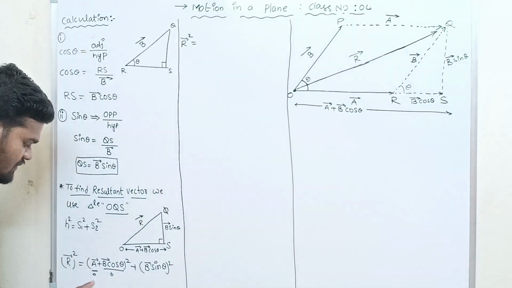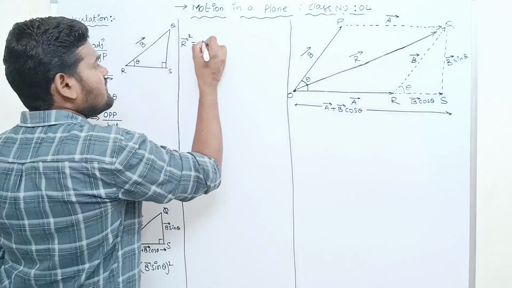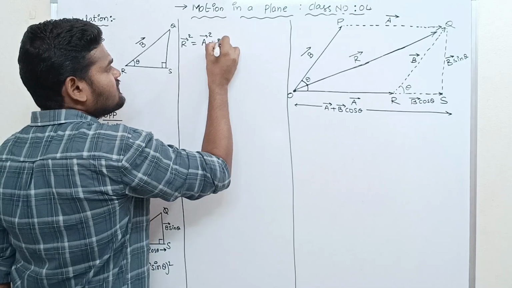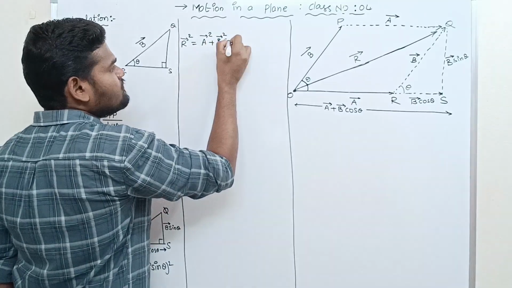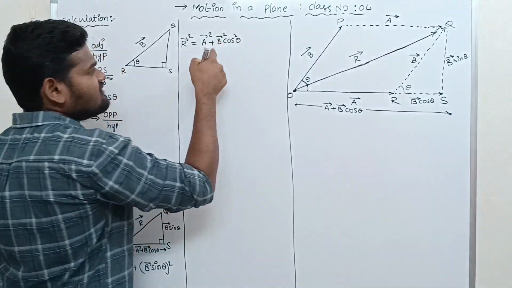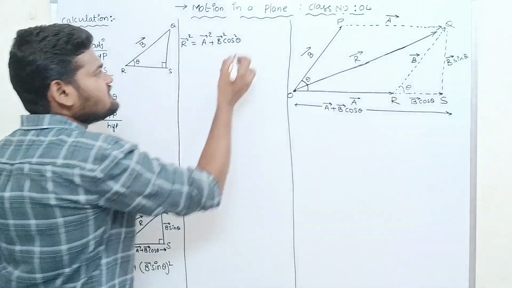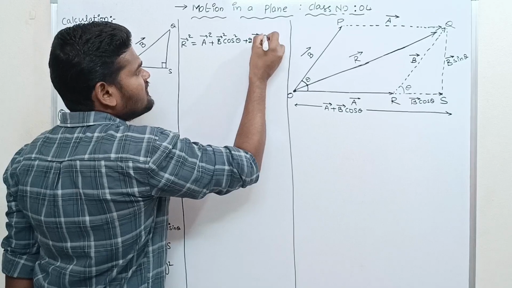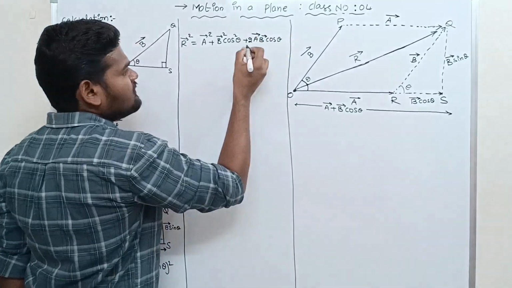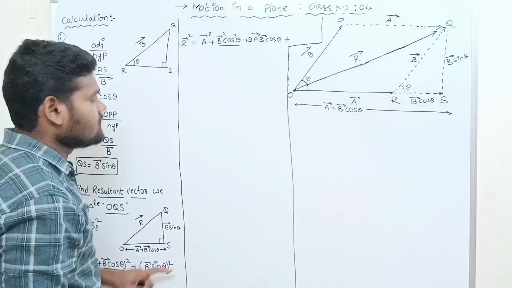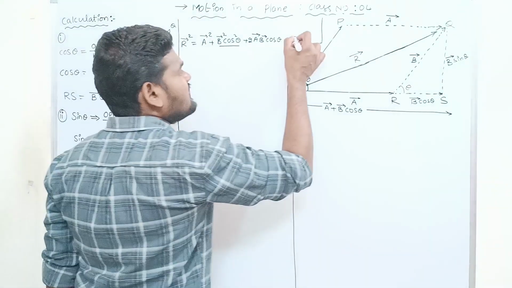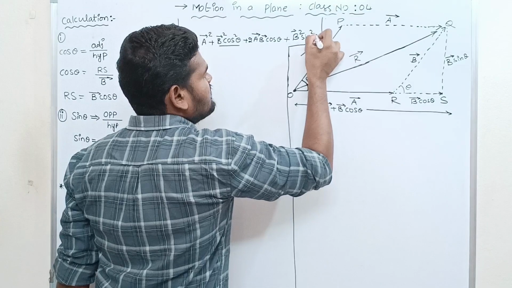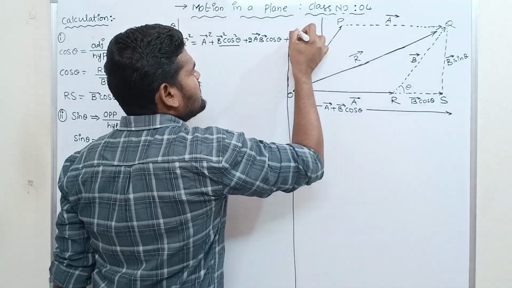At the place of A, we have capital A. So I'm just using the A plus B whole square formula. That is A square plus B square, where B means B cos theta. So B square cos square theta plus 2 into A bar B bar cos theta, plus here we have B square sin square theta. Simple mathematics.